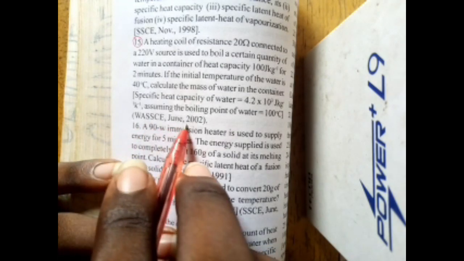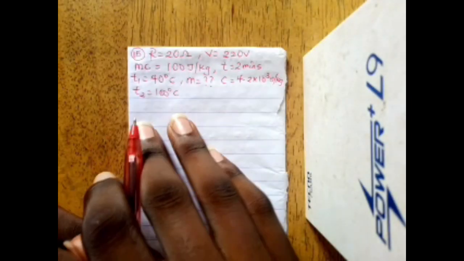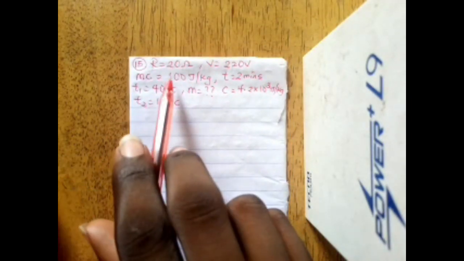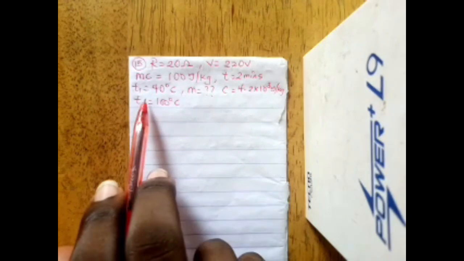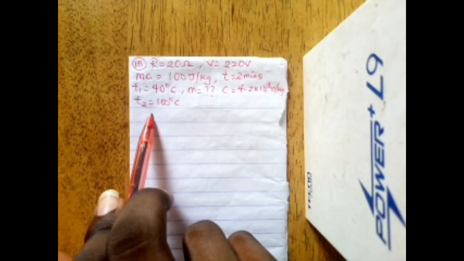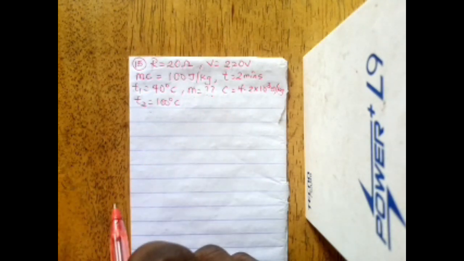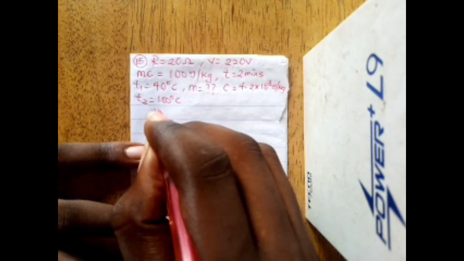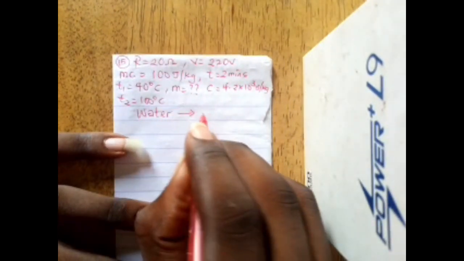This is a WAEC past question 2002. So it's where the parameters were given: the resistance of the coil, voltage of the coil, the heat capacity, the time taken, the initial temperature, boiling temperature. We have to find the mass of water, and this was specific heat capacity of water. Now you add water in the kettle now.